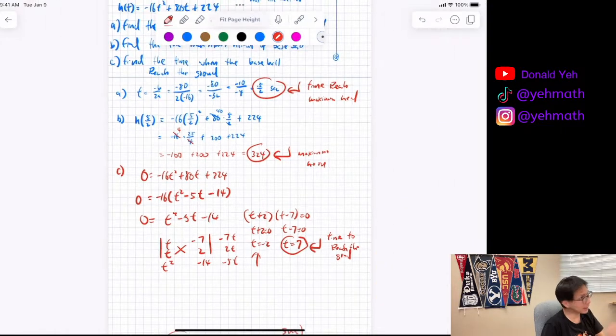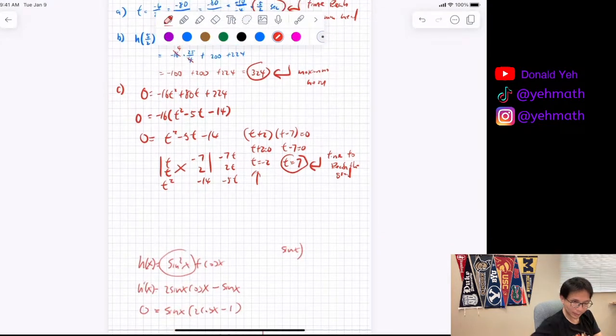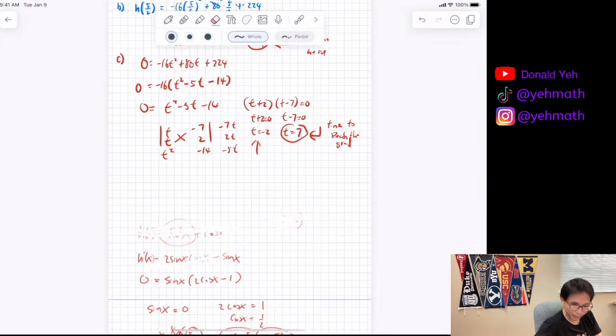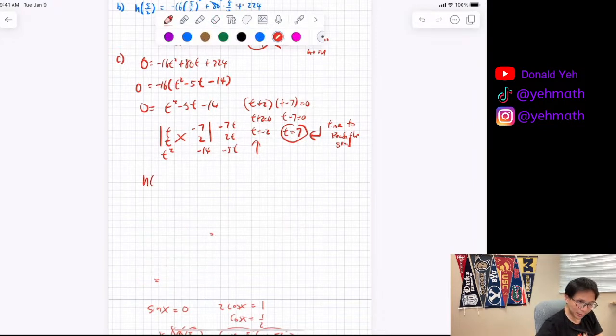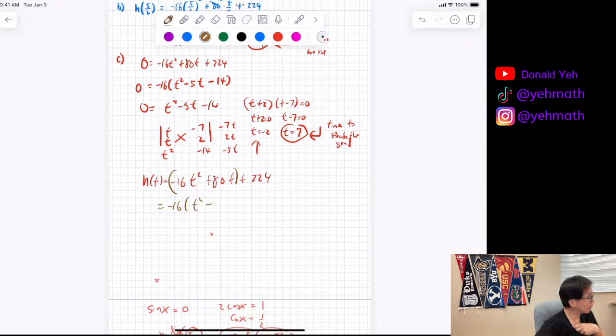Okay, so is there any way I can knock out a and b and 1, right? Is it possible for me to take care of 1 and 2 at the same time? Of course. So h of t equals -16 t squared plus 80t plus 224. Now I can put parentheses around the first two terms. I can factor out -16 times t squared minus 5t, plus 224, right?